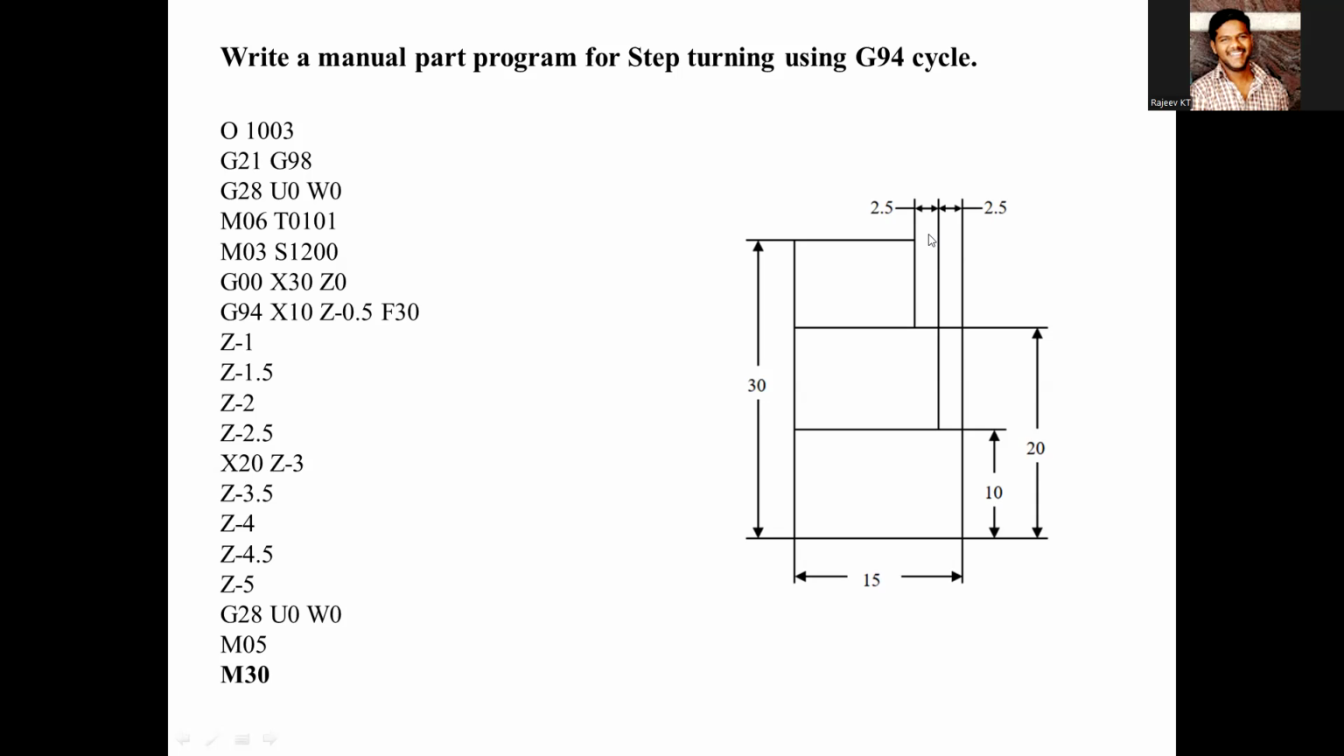So X20 Z minus 3, then it will move like this, then it will go to reference position, Z 3.5, it will move like this, then it will go to reference position, Z 4.5, so like this. After finishing this, it will go to G28 U0 W0. Okay, so this is what it will be. I'll show all this program in a simulation. Okay, just observe what I explained. The same thing can be done in simulation software. So this is a CNC manual part program we have written by hand.